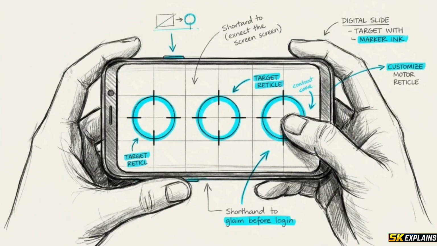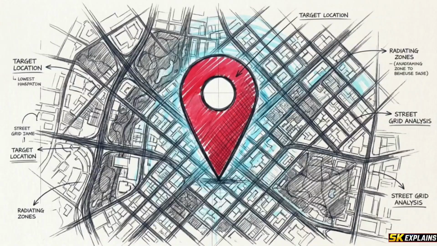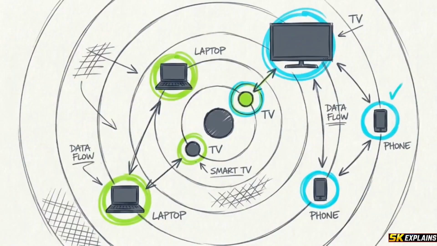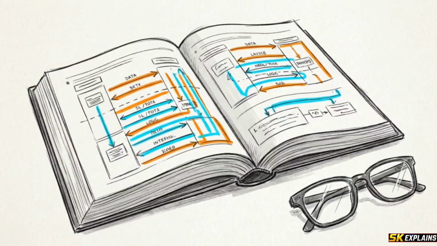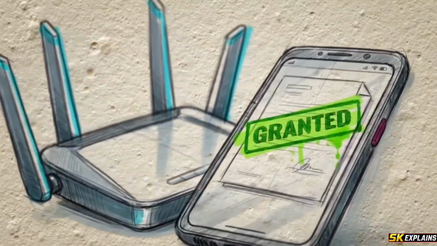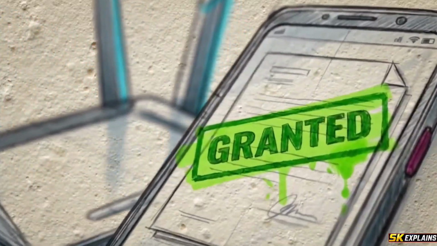environment. By the end of this session, you will know how to use your phone to track a location, run a phishing simulation, and map local Wi-Fi networks. Everything we cover today is strictly for educational purposes. You must only run these tools on networks you own or where you have explicit permission to test.